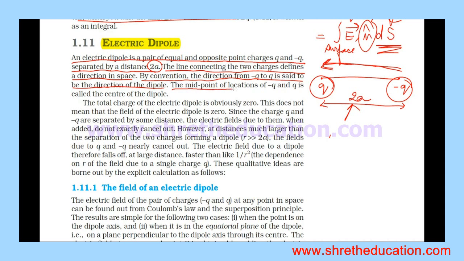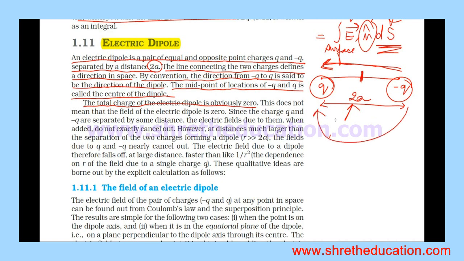The midpoint of locations of minus q and q is called the center of the dipole. The total charge of the electric dipole is obviously zero.